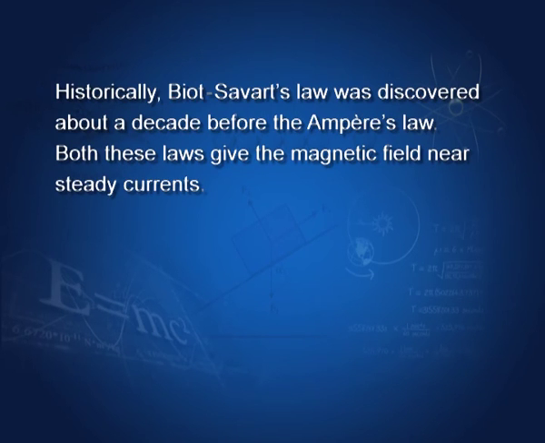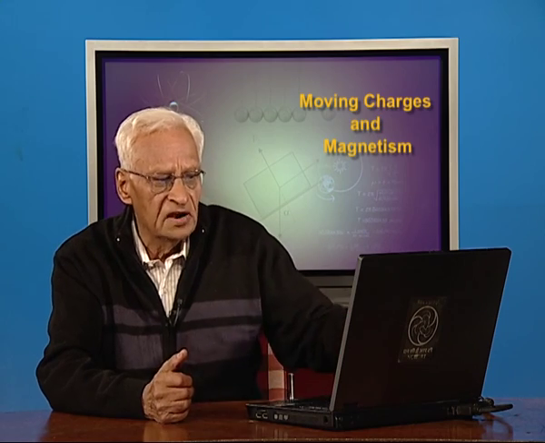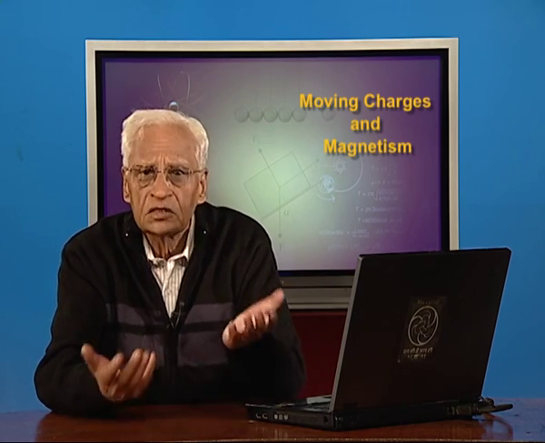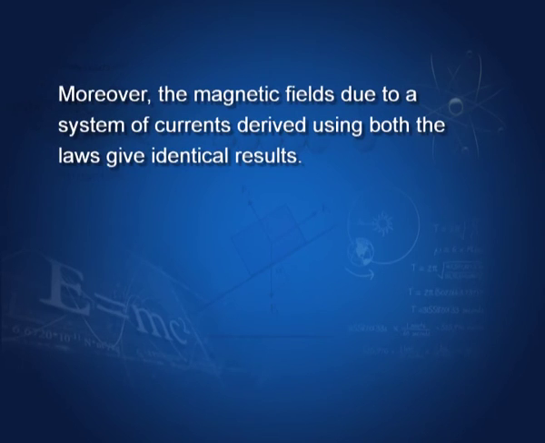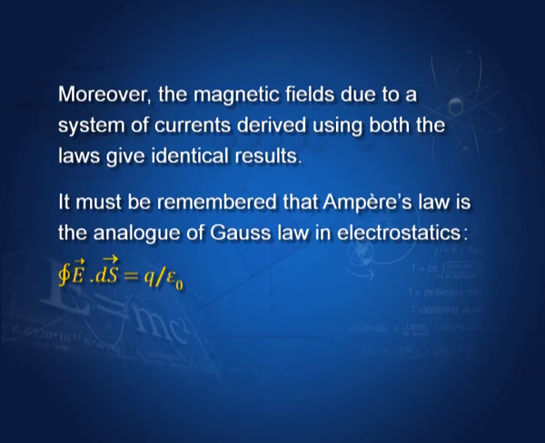Historically, Biot-Savart's law was discovered about a decade before the Ampere's law. Both these laws give the magnetic field near steady currents, and both give the same result, and therefore, they must be equivalent. Moreover, the magnetic field due to a system of currents derived using both these laws give identical results. So, it must be remembered that Ampere's law is the analog of Gauss' law in electrostatics.